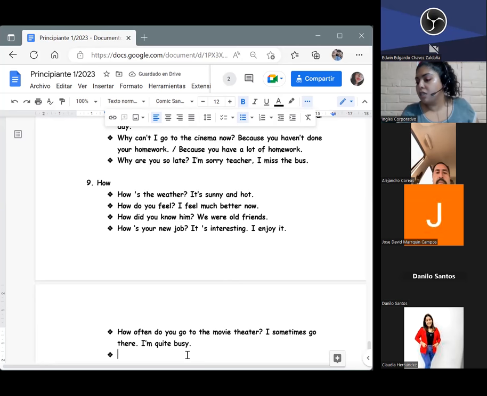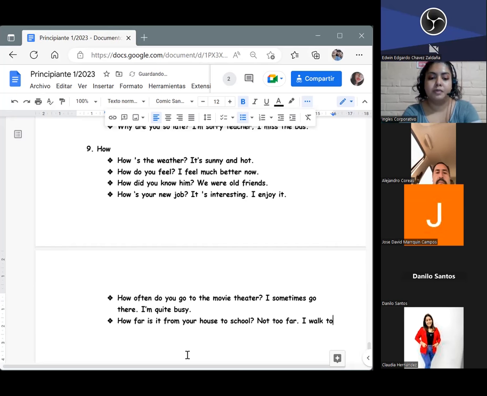Next one. How far is it from your house to school? ¿Qué tan lejos está tu casa de la escuela? Y la respuesta, not too far. I walk to school every day. No tan lejos porque camino a la escuela todos los días. Every day.